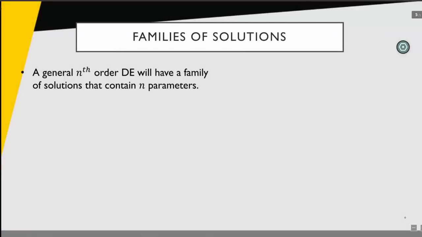Alright, so our first characteristic or property is that a general nth order differential equation will have a family of solutions that contain n parameters. So what do we mean by this? Well, let's take a look at a basic differential equation. For example, dy/dx is equal to 2x. Now the idea is that a solution to this differential equation is some function y that satisfies the differential equation. In other words, the derivative of y is equal to 2x.